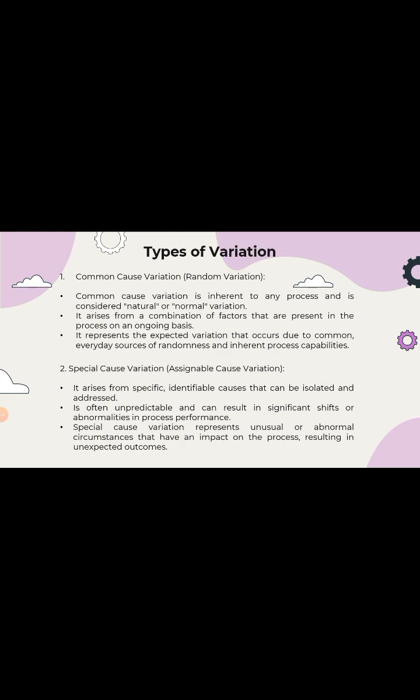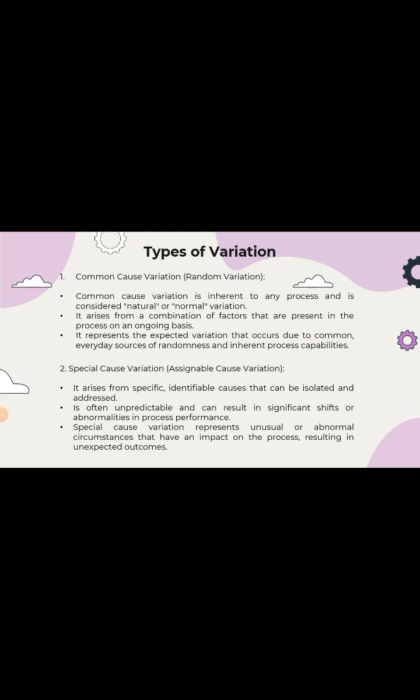Number two, we call this special cause variation. The other name is assignable cause variation. It arises from specific, identifiable causes that can be isolated and addressed, is often unpredictable, and can result in significant shifts or abnormalities in a process's performance.